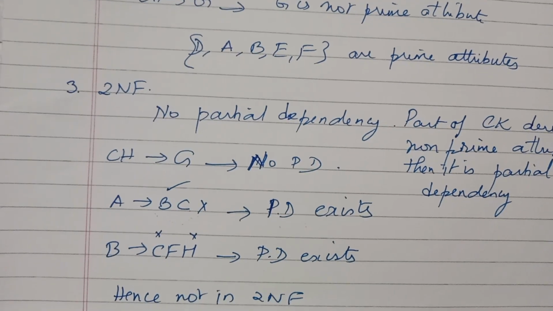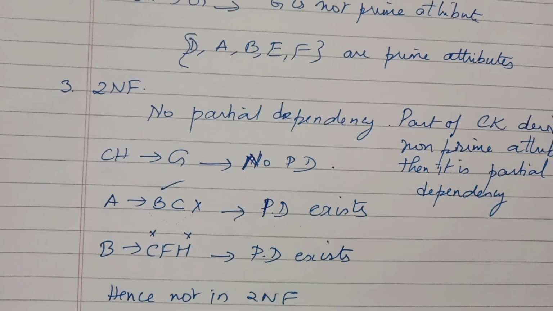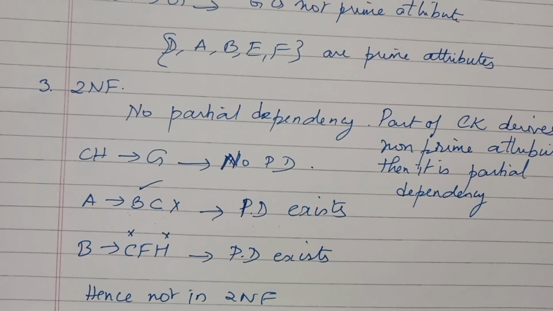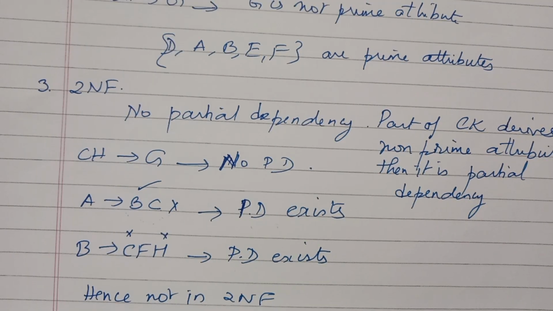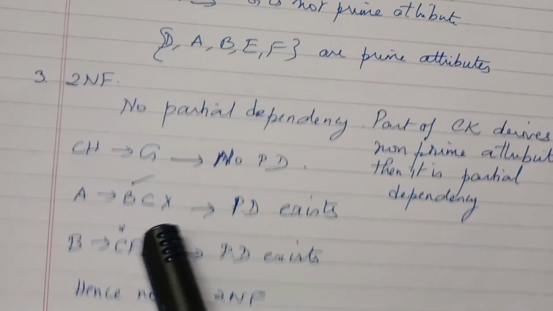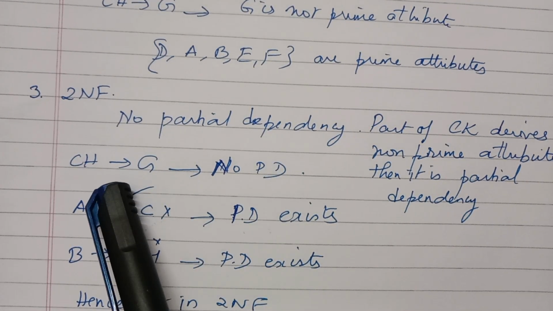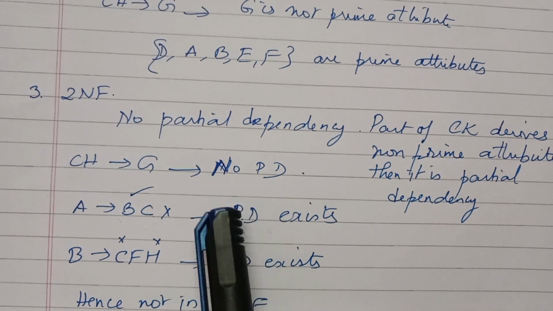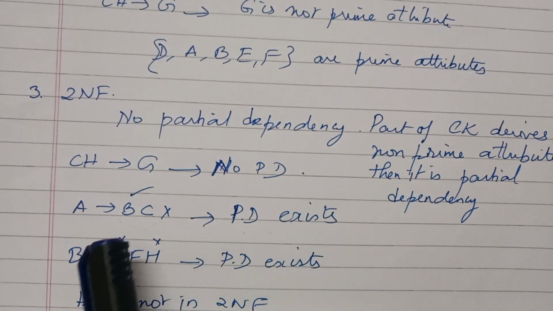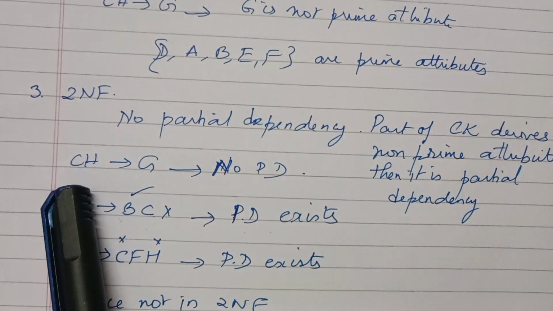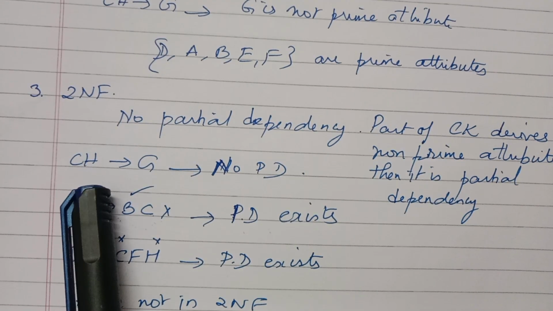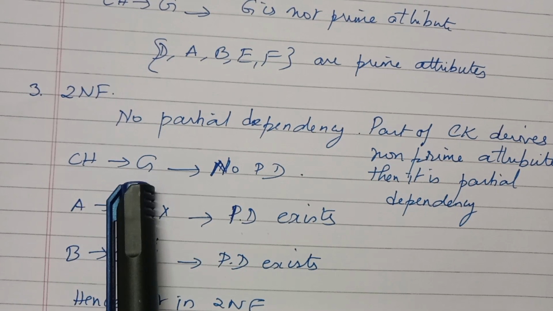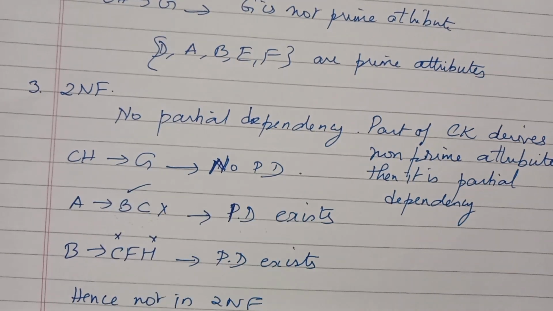So 2NF means there should not be any partial dependency. So what is partial dependency? If part of candidate key derives a non-prime attribute, then it says that this has a partial dependency. So let us take the first functional dependency, that CH gives G. So here you have no partial dependency because CH is not part of the candidate key, and G is not the prime attribute. So first is not there.